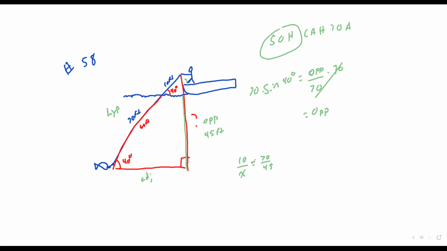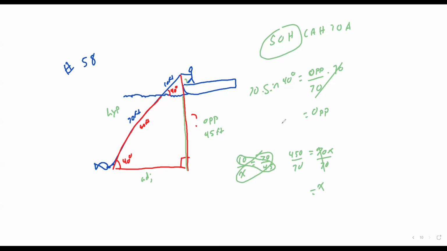We then cross multiply and divide. So we're going to cross multiply this. So that gives us 450. That gives us 70x. Doesn't matter which side you put the results on as long as you're multiplying their diagonals. Now I'm going to divide that.